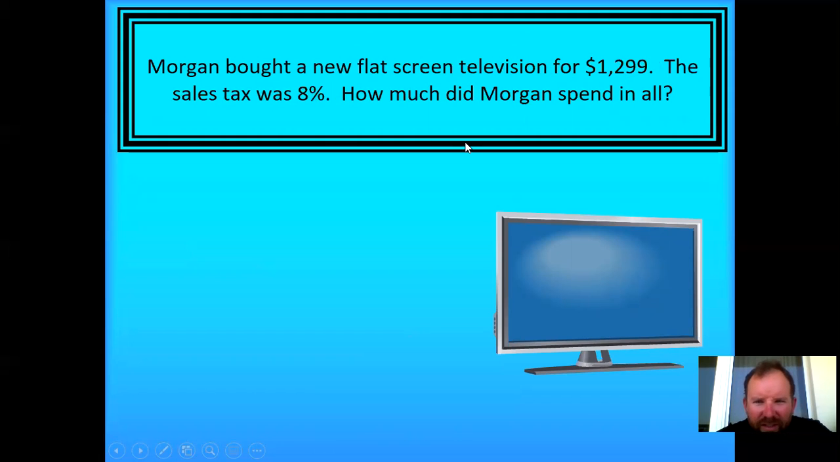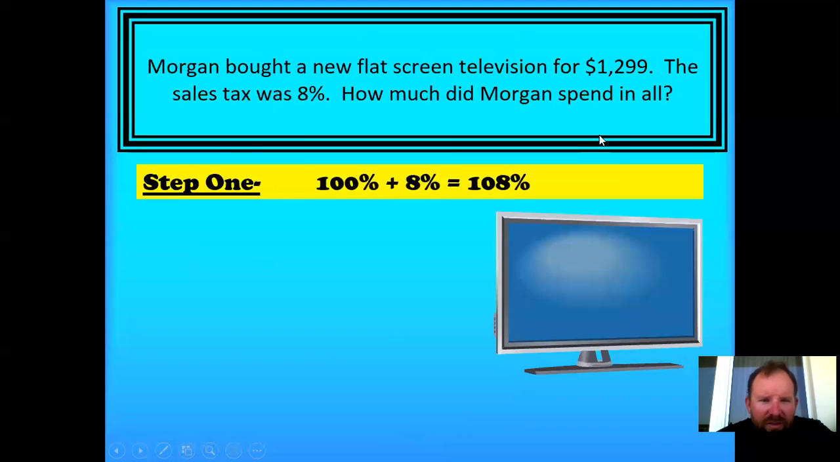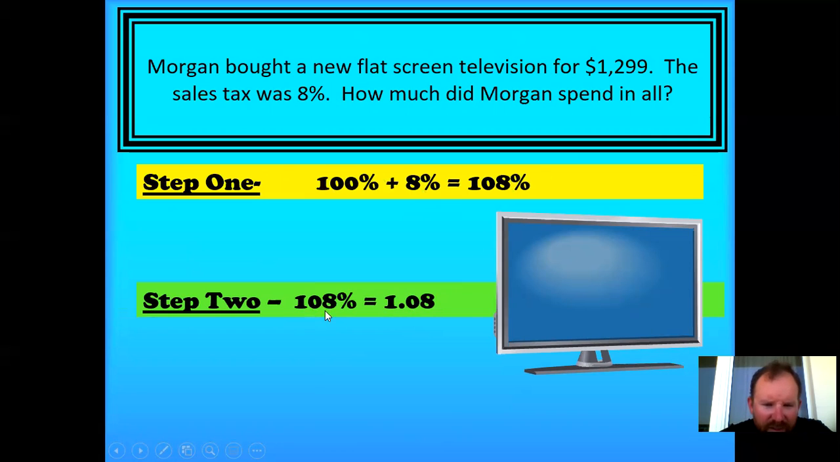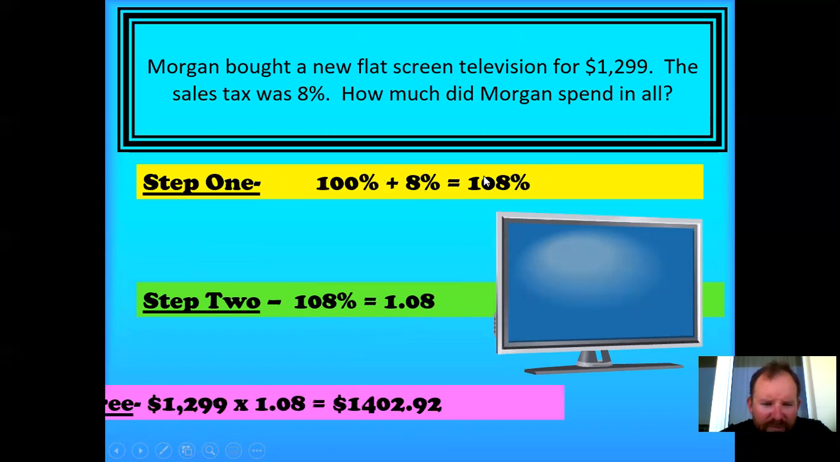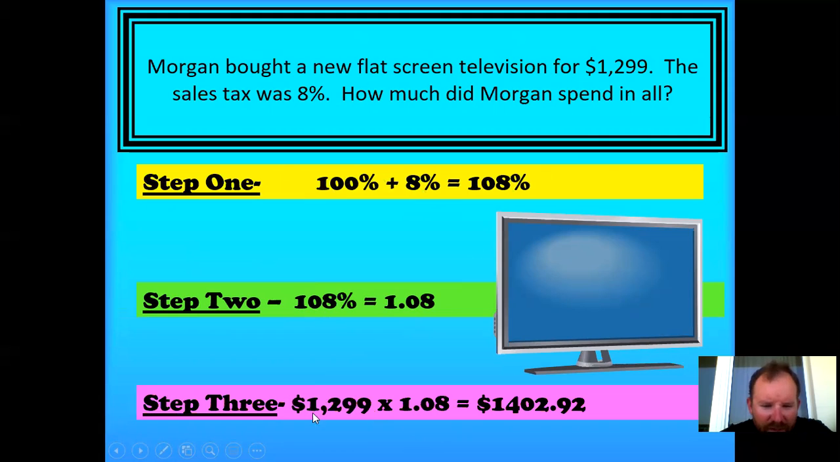All right, so if I go and buy a new TV for $1,299 and the sales tax was 8%, how much did I spend in all? Well, if I add up 100% for the cost plus 8% for the tax, I'm going to get 108%. Then I'm going to go ahead, move my decimal over 2 places, get 1.08, and multiply that times the cost of the TV. So with tax, after multiplying, I will be at $1,402.92.